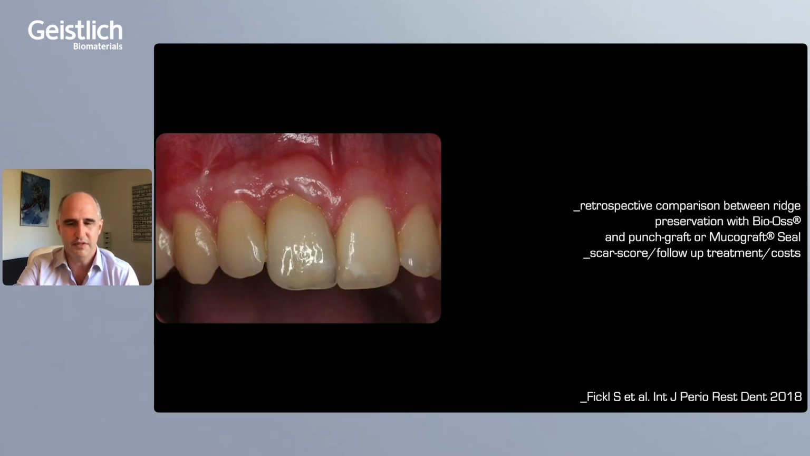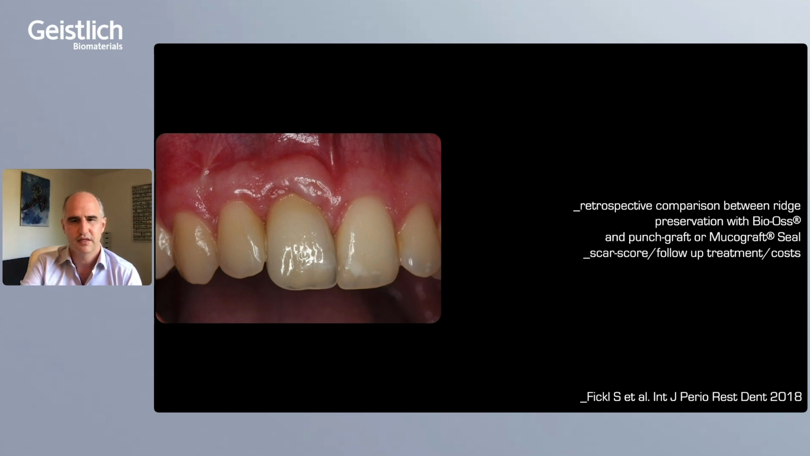And this is because of autologous soft tissue grafting. We did a study and published it 2 years ago, comparing the use of autogenous grafts in the field of extraction sockets with the use of mucograft seal, a collagen matrix, to seal the socket orifice. We looked into scar score, follow-up treatments and costs. And dear colleagues, it was quite clear. If you use a product with collagen, you don't see any scars, because you see an increase in soft tissue healing because of the collagen, you have much less follow-up treatments, and the costs in these cases are definitely lower than if you use autogenous grafts.